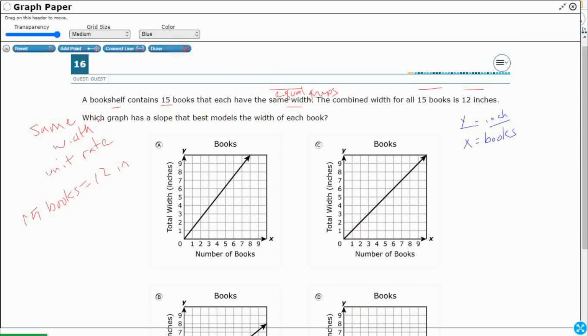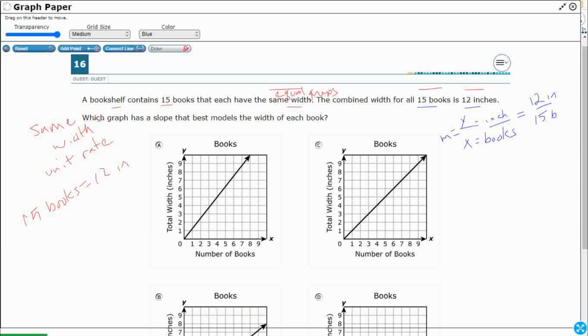So what do we know? We know that there's a total of 12 inches for 15 books. That's one of the tricks, they give it to you in reverse order. A lot of you are going to want to do 15 over 12, but if we think of slope, slope is going to equal change in y over the change in x. So 12 over 15. It would be great if the graph went that far, but the graph ends at 9 on both the x and the y axis.